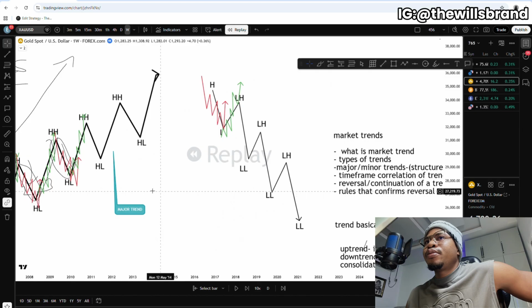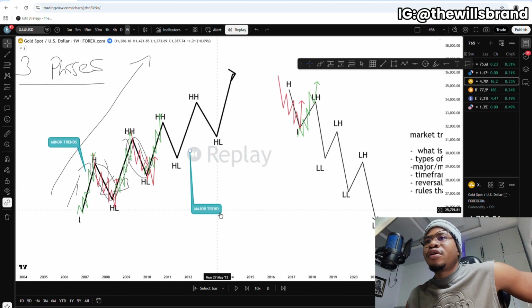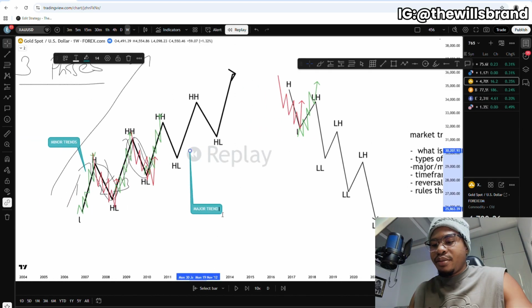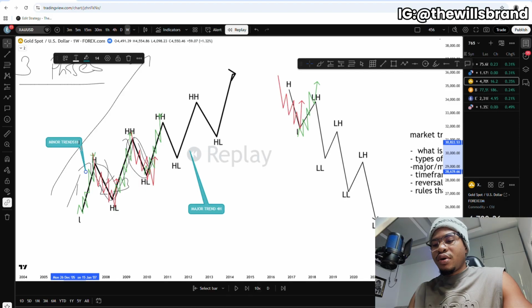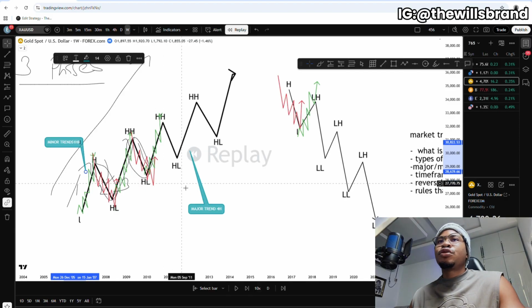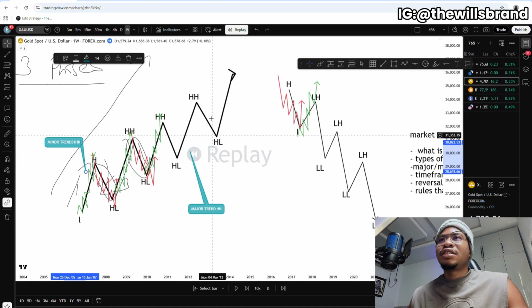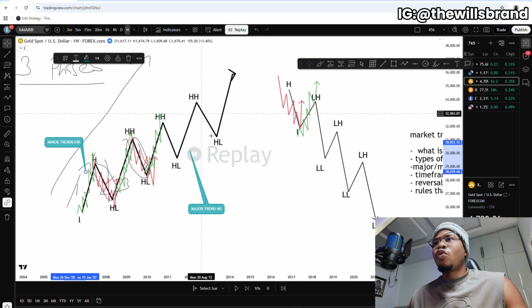Then we'll have time frame correlation. This could be happening on the 4-hour time frame, and this could be happening on the 1-hour time frame. So you can as well find this on the 1-hour time frame and go down to the 15-minute time frame to see structures like this. So it works with time frames.